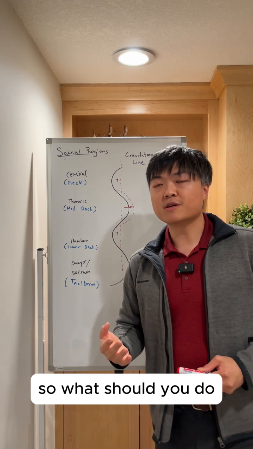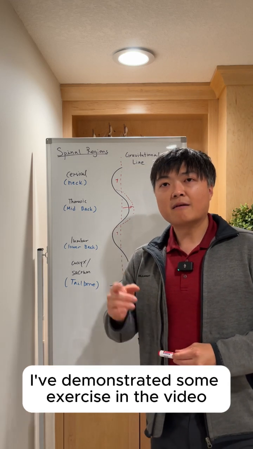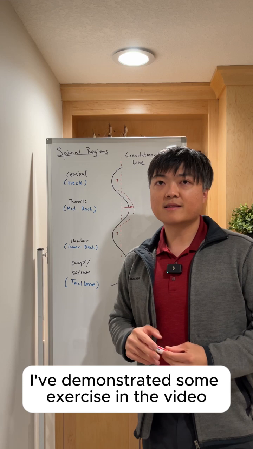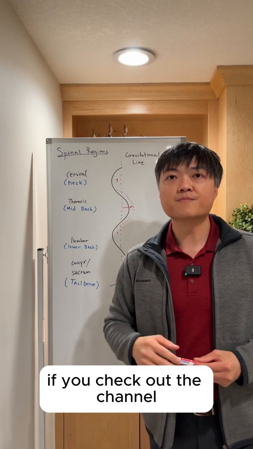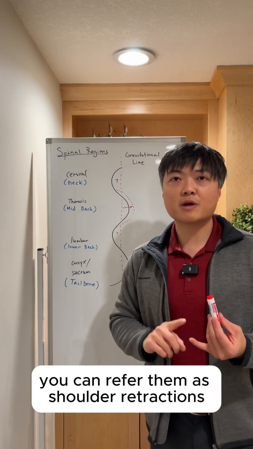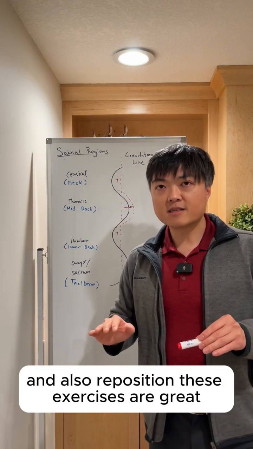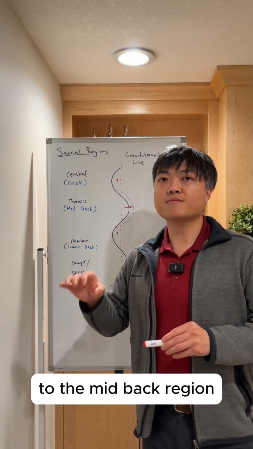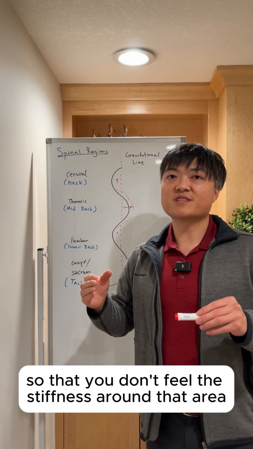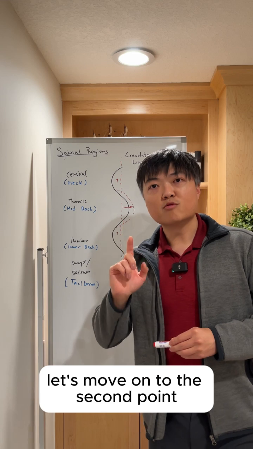So what should you do if you have to sit for long periods of time? I've demonstrated some exercises in the video. If you check out the channel, you can refer to them as shoulder retractions and also repositioning. These exercises are great to help bring some blood flow to the mid-back region so that you don't feel the stiffness around that area. Let's move on to the second point.